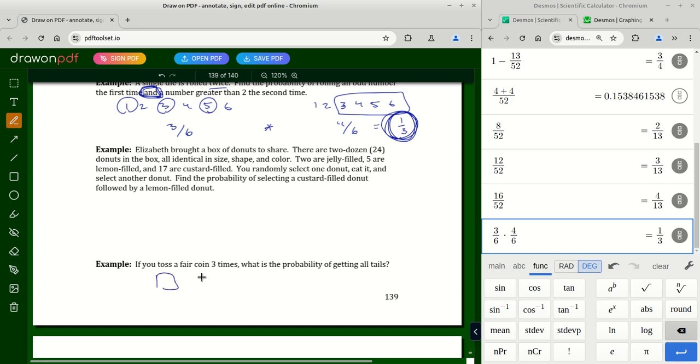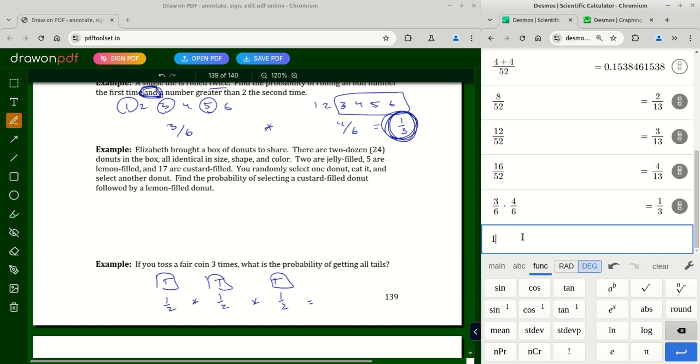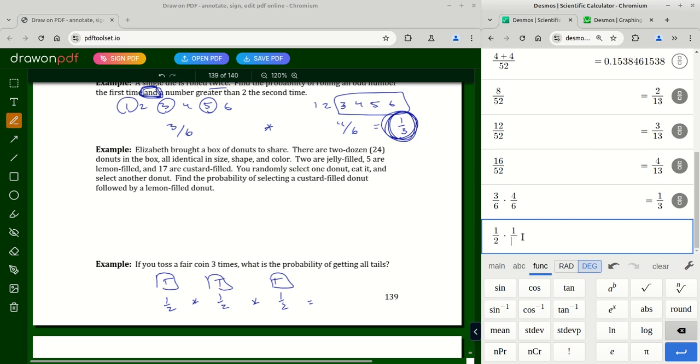So I toss a coin, I toss a coin, I toss a coin, I get tails, I get tails, I get tails. Well, each one of these is a 1/2 situation. Half times half times half. You should already know this one is 1/8, but let's just do it so that you can see. Bottom, bump, 1/8. Awesome. So this one's a cool one. It's a little different than the others.